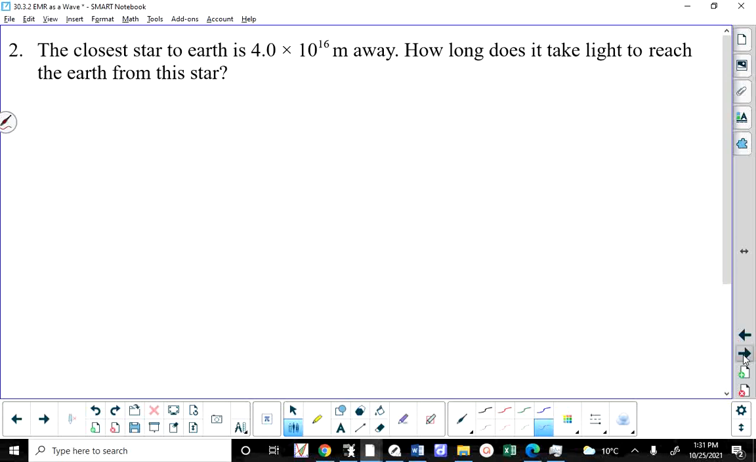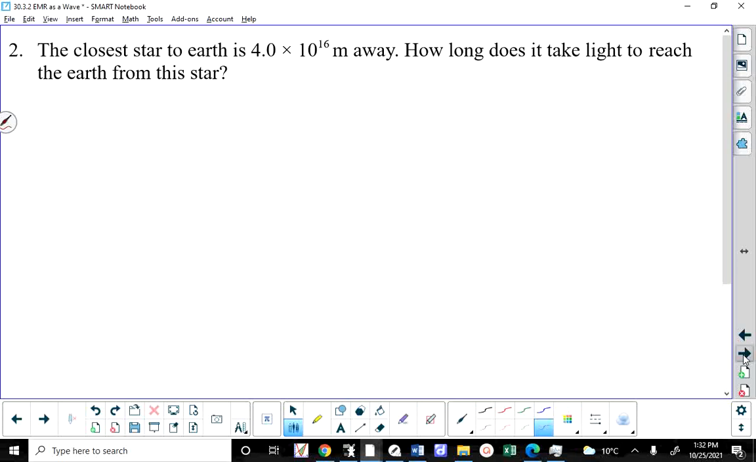The closest star, and we will actually learn in this class how we know how far stars are away from us. We can figure that out here, by just sitting on Earth and looking at a star, we can tell how far away it is using physics. The closest star to Earth is about 4 times 10 to the 16 meters away, that's a pretty big distance, right? How long does it take the light from that star to reach us?